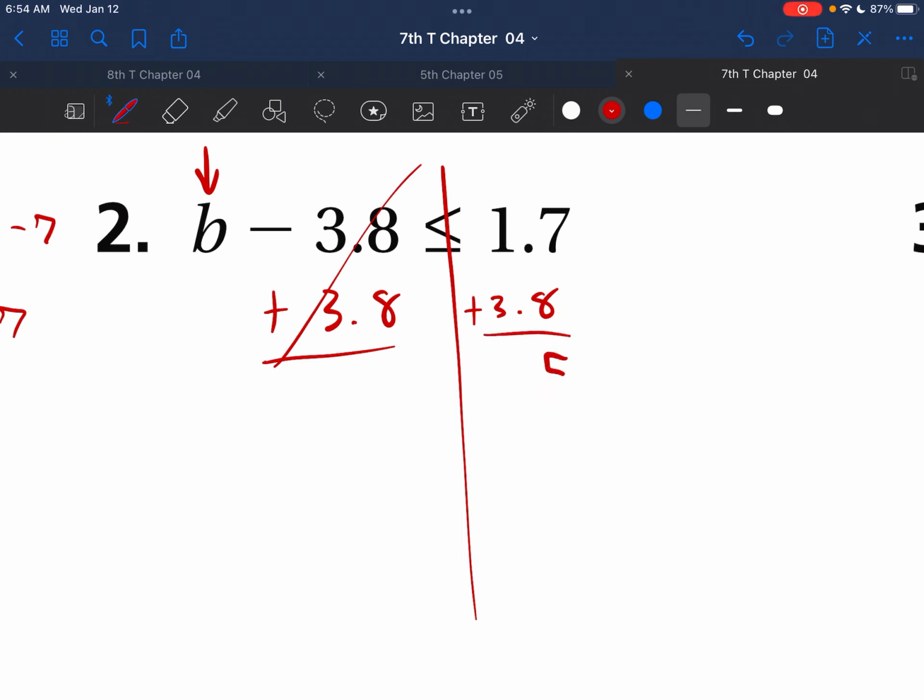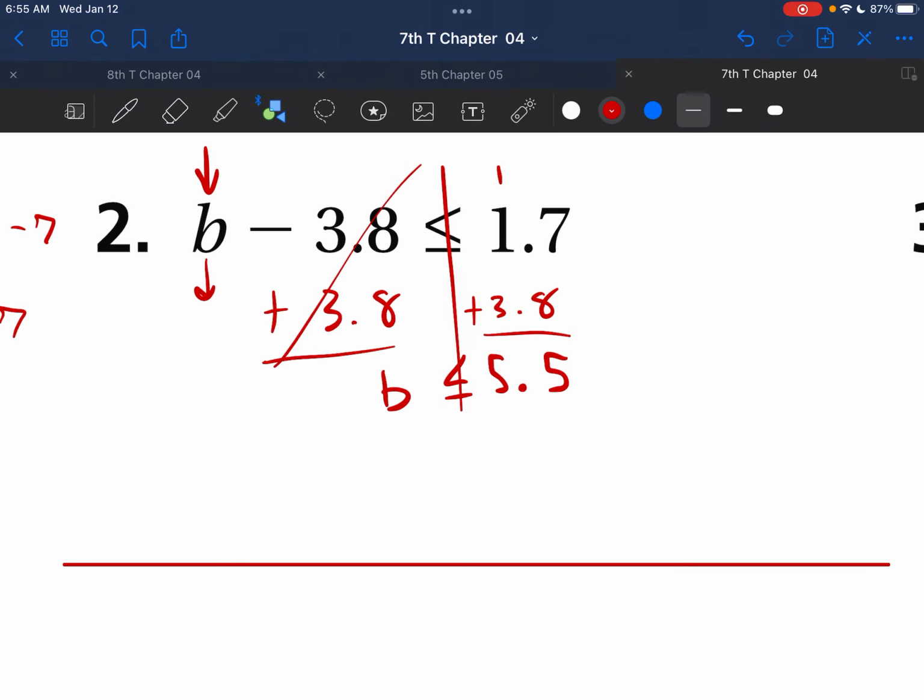8 plus 7 is 15. Carry the 1. 3 plus 1 is 4. Plus 1 is 5. Got our decimal. Bring this down. You now have b is less than or equal to 5.5. Again, don't forget we do have to graph these. So if you're going to graph these on a graph, don't forget to plot your 0.